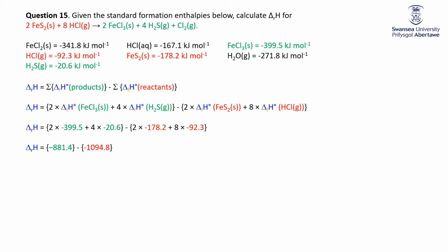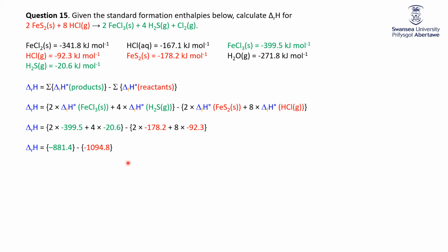Anyway, so we add up all the products and it comes to minus 881.4. We add up all the reactants and it comes to minus 1094.8. Most common mistake people make on these problems is to leave out the coefficients.